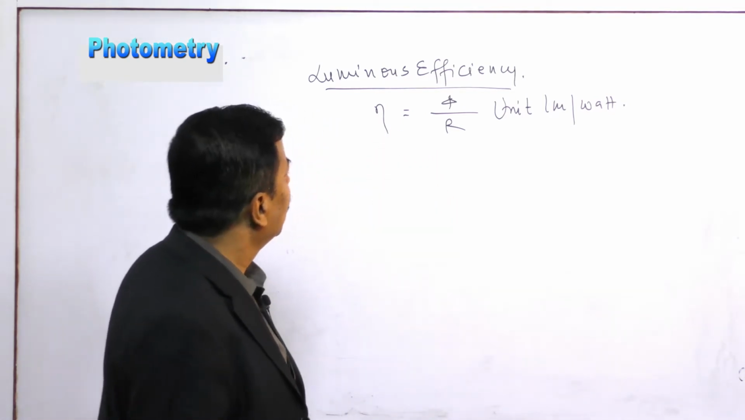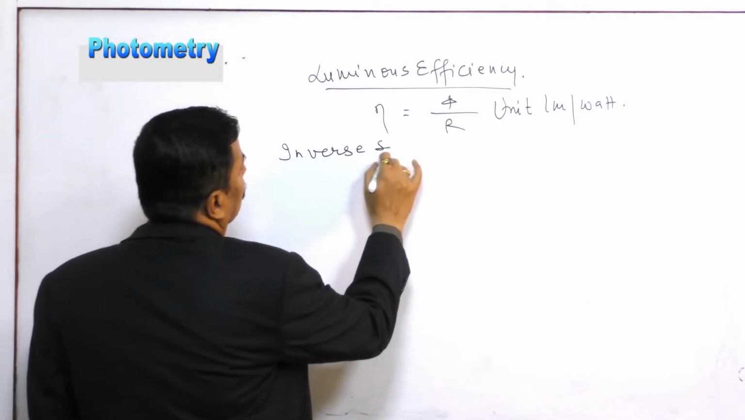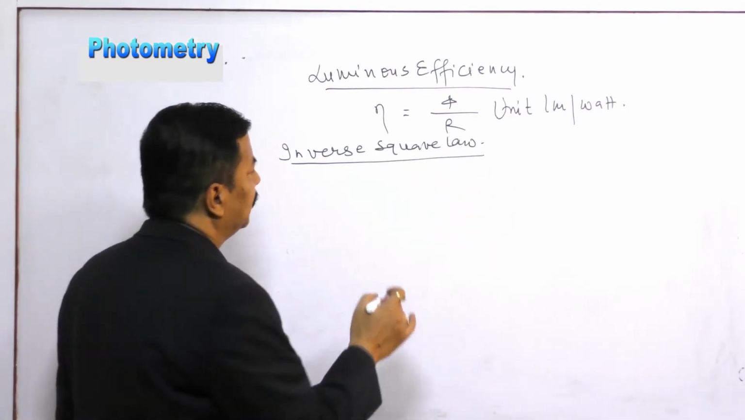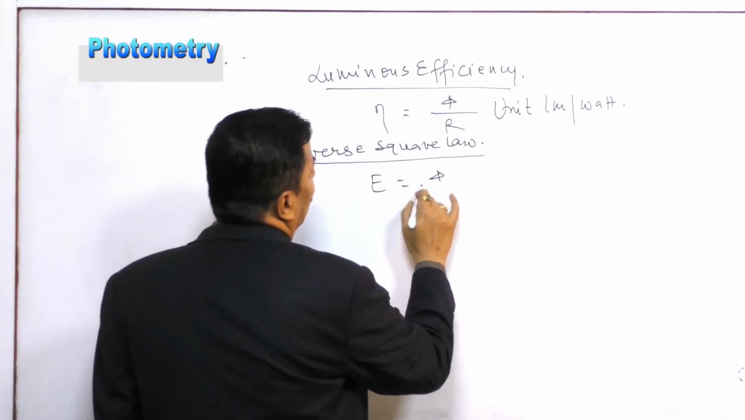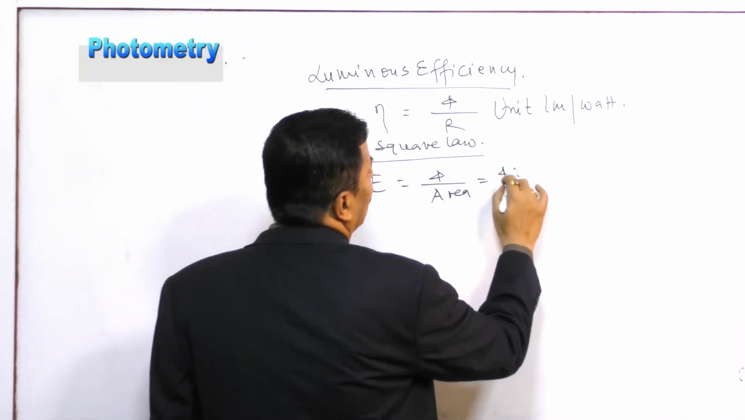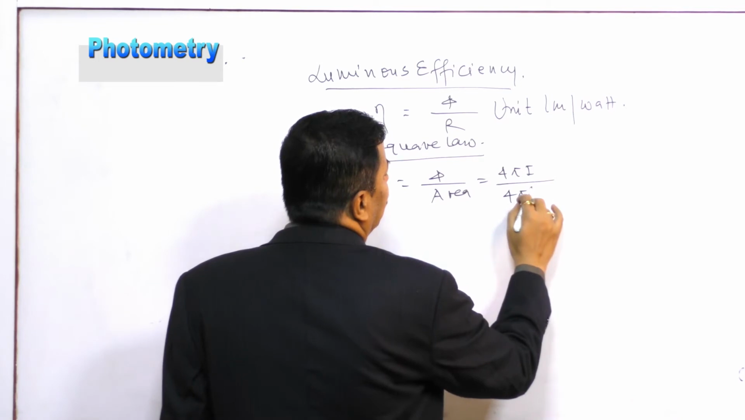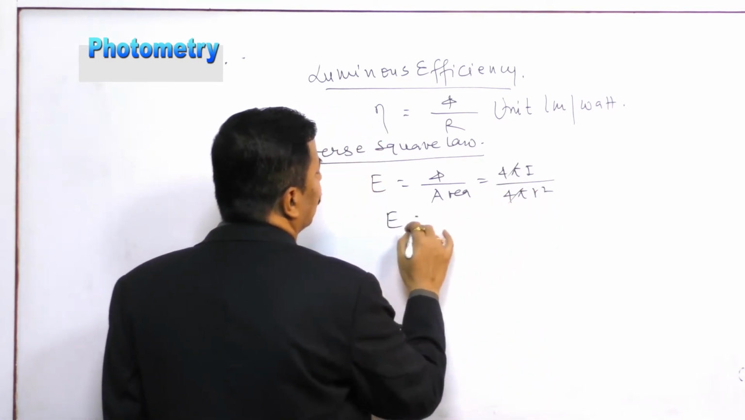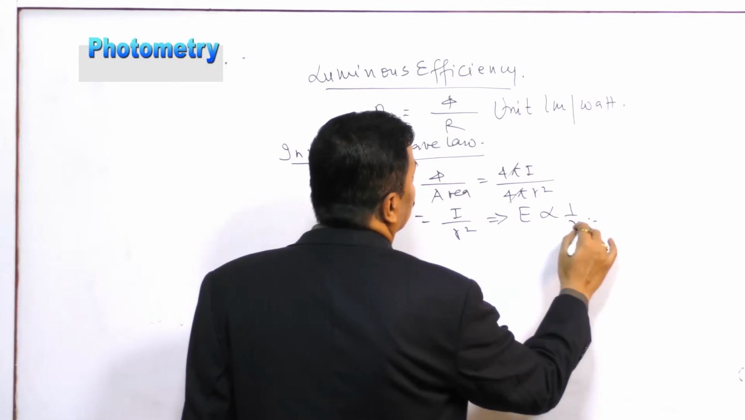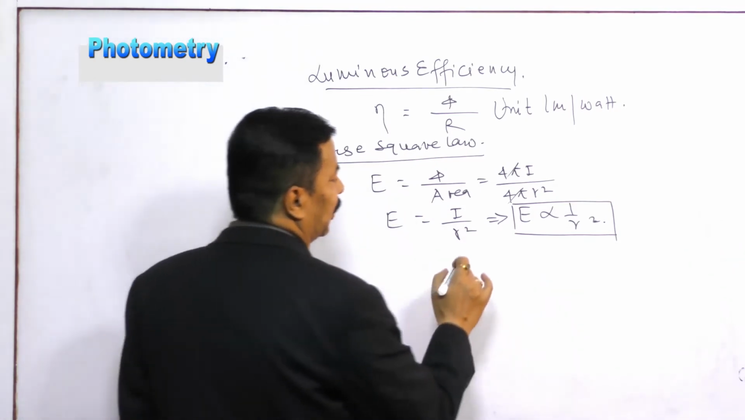Next thing that we would like to discuss, inverse square law. Here E is equal to phi by area. If we consider a spherical body, phi is your 4 pi I, and area is your 4 pi r square. So 4 pi will cancel, E is equal to I by r square. This implies E is proportional to 1 by r square. This relation is known as inverse square law of photometry.